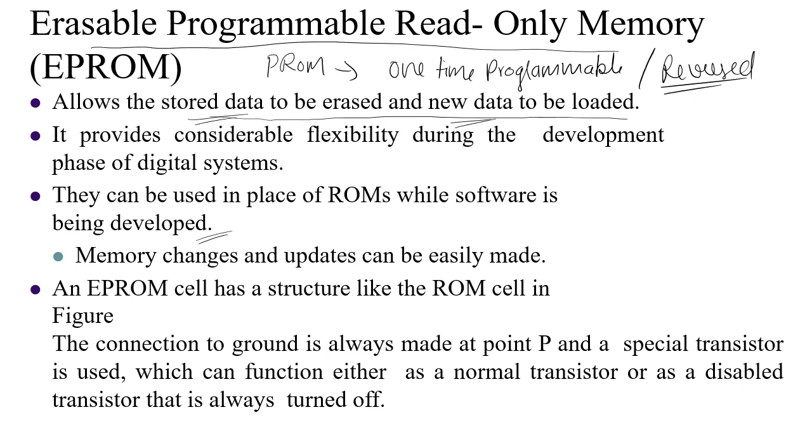So here the structure of EEPROM cell is the same as a ROM cell. The only difference is that you will have a bit line, a word line, and a transistor over here, and in place of the fuse you will have a special transistor. At the point P you will have a special transistor, which can function either as a normal transistor or as a disabled transistor that is always turned off. This transistor is always in the turned off condition.